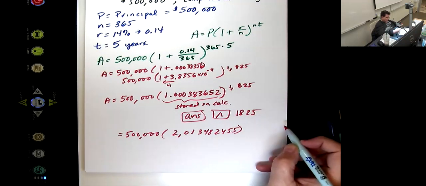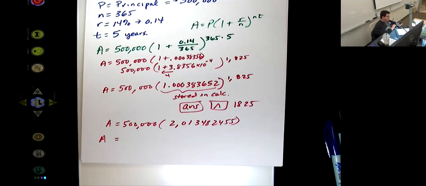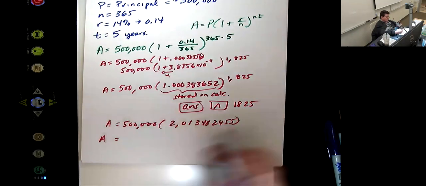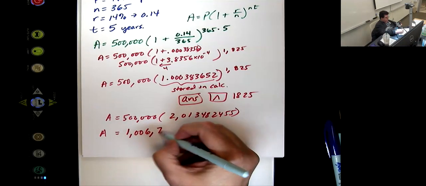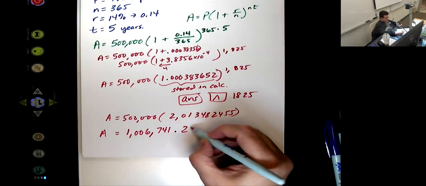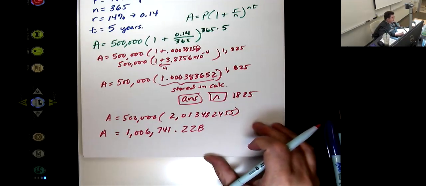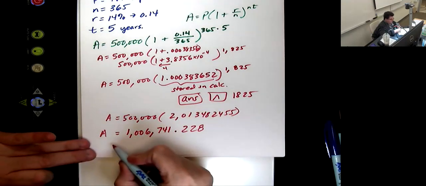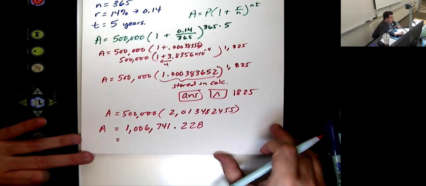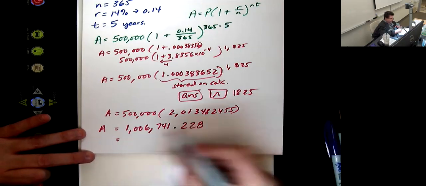2.013482455. Now I'll multiply that by the 500,000. And we have $1,006,741.228 is what my calculator shows. So what should I write this as? We could round to the nearest dollar, but the bank wouldn't. They would round to the nearest penny. So $1,006,741.23.